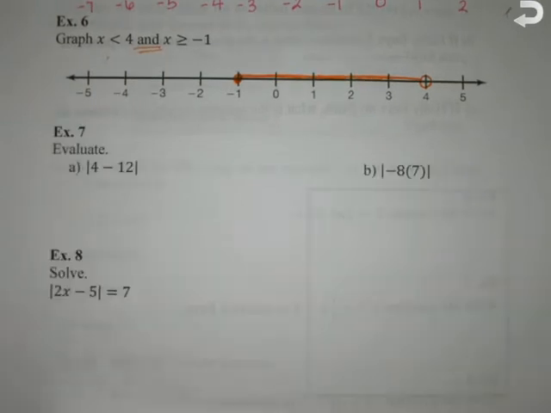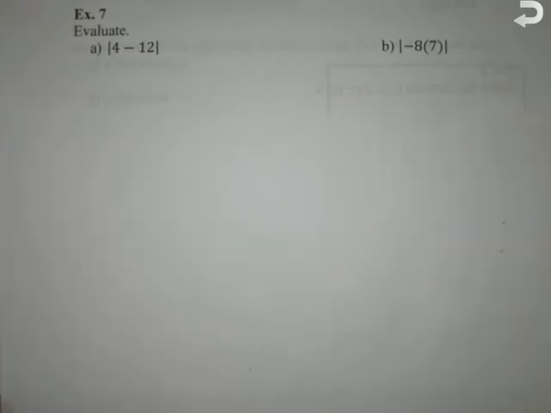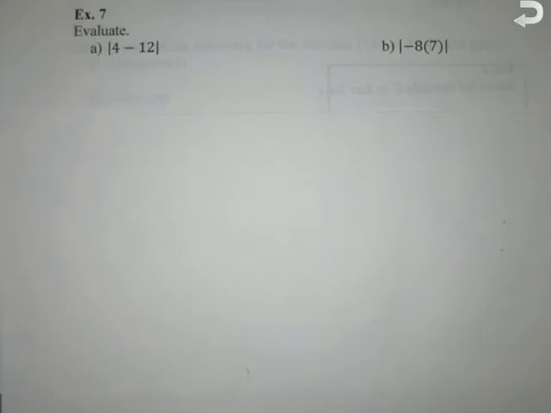We're looking at absolute value. Guys, what do you remember from 7th grade and elementary school about absolute value? Yeah, your answer always comes out positive, right? So number 7, we're just evaluating. So they give us all the numbers and we're just simplifying. So A is the absolute value of 4 minus 12. So absolute value kind of works like parentheses. You do everything inside of it first, and then you do the absolute value last, okay?